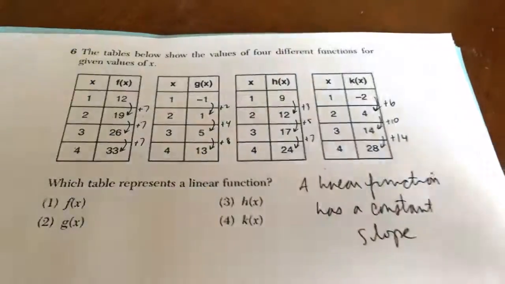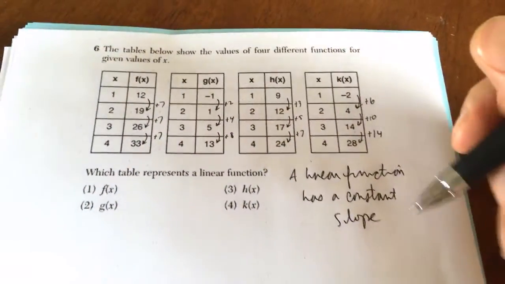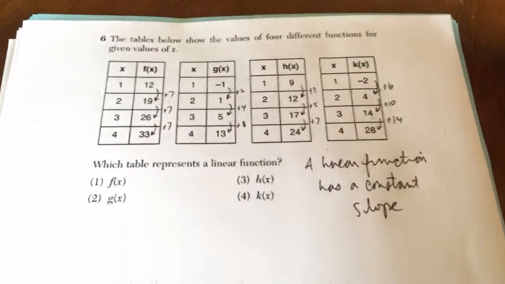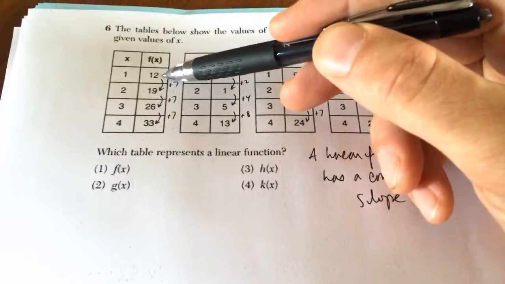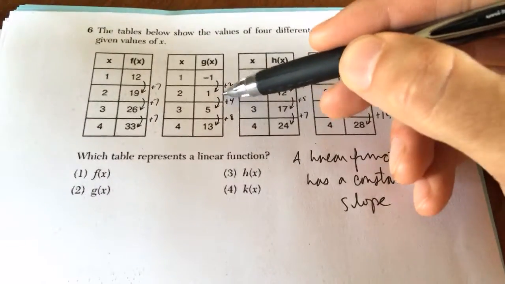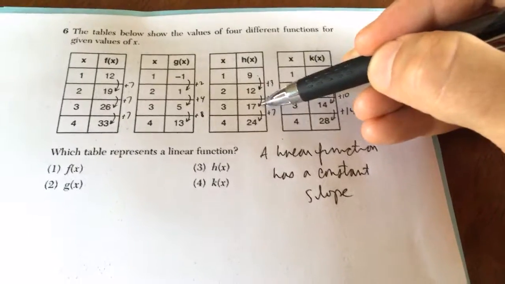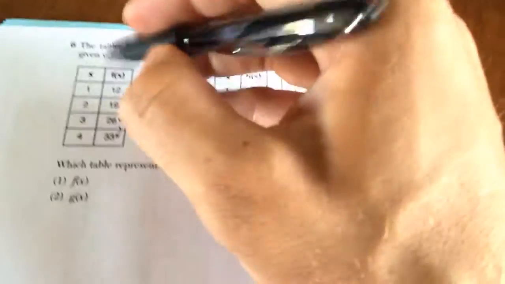In number 6, they're asking you which one represents a linear function. For a linear function, you're looking for a rate of change that is constant, and what I mean by that is it goes up by the same amount. Okay, so this one's going up by 7, going up by 7, going up by 7. This one's going up by 2, then it's going up by 4, then it's going up by 8, it's going up by 3, then it's going up by 5, and then it's going up by 7. These ones are always changing. So in this case, it's the f of x function, choice number 1.